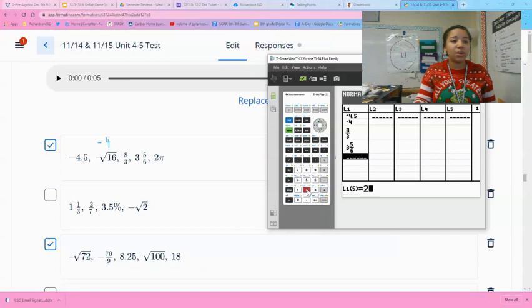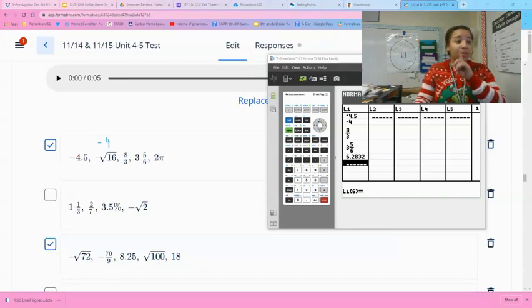Then you're going to do 2, and then you're going to do second cat ear to get pi. Okay, and I see it changed it for me, so I need to write this down. So this would be 6.28.